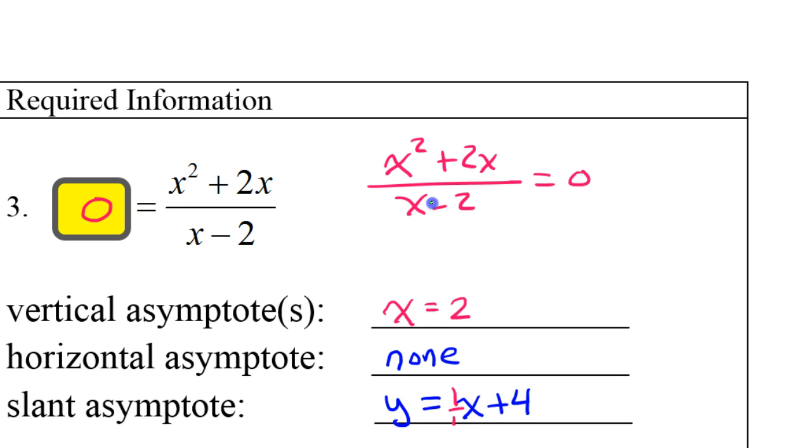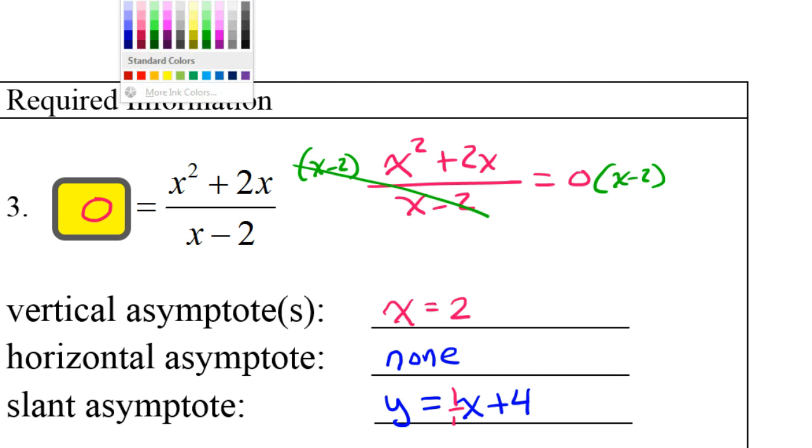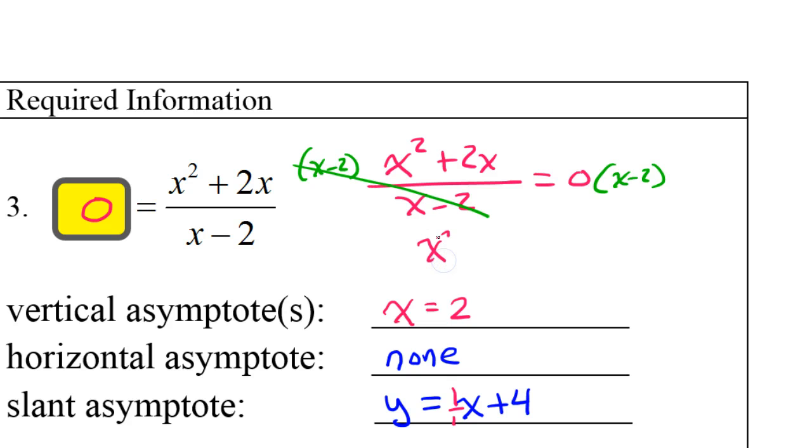To solve this, I could multiply by the denominator. Okay, multiply by x minus 2 on both sides. Okay, these would cancel out. 0 times anything is 0. So that immediately leaves me with x squared plus 2x is equal to 0.